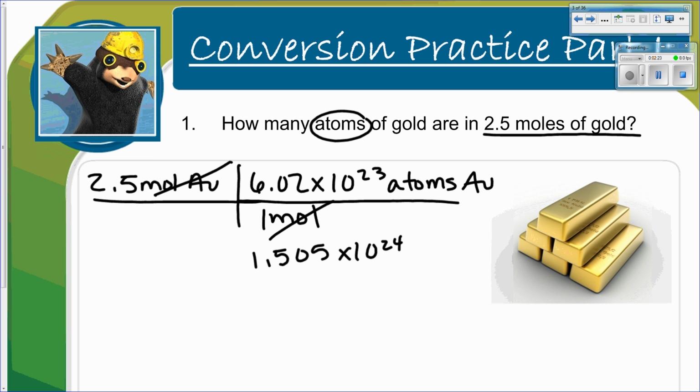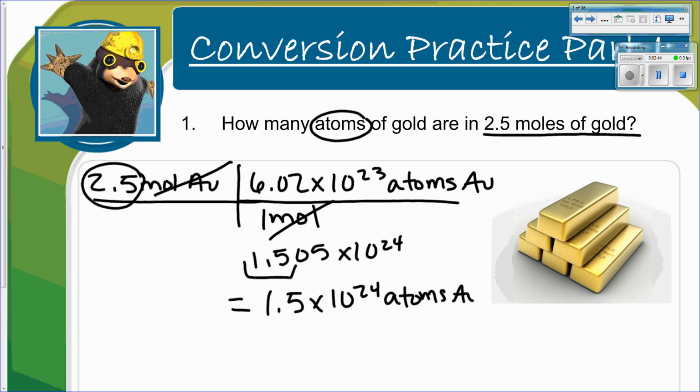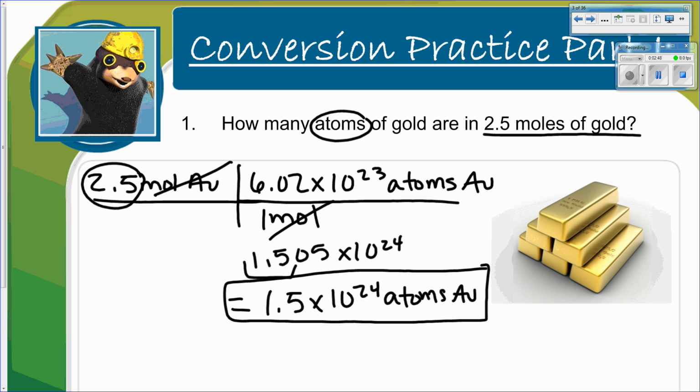Now you remember, everything comes back to haunt you from the beginning of the year, and significant figures is one of those things. This is still important, and you still need to use them. So we've got 2 significant figures in our given. Therefore, this has to be rounded to 2 significant figures, so your correct answer is going to be 1.5 times 10 to the 24th atoms of gold. And make sure you box your answer, especially on these problems, otherwise your work's going to get very messy very quickly.